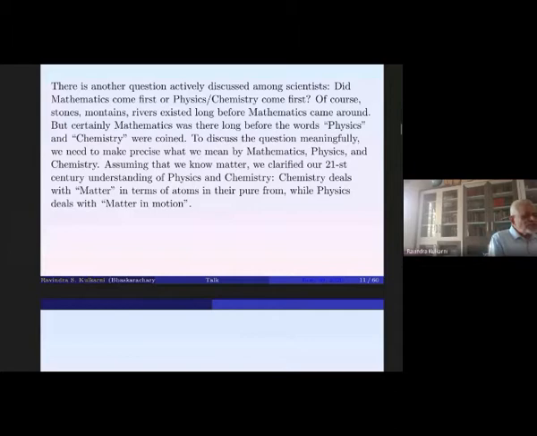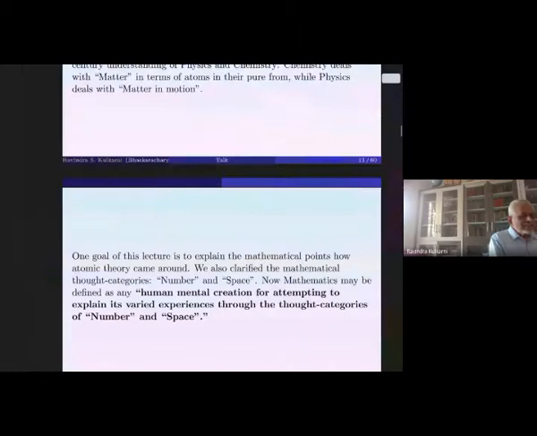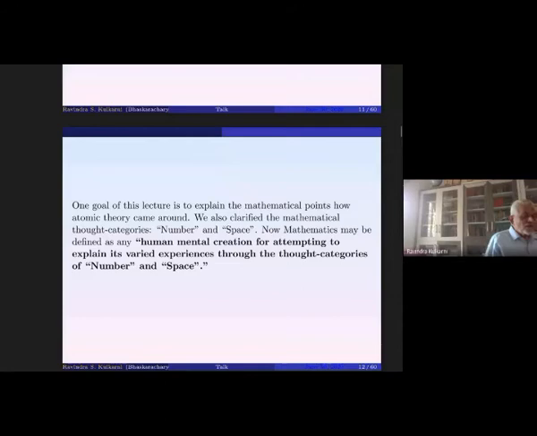Now, one goal of this lecture is to explain the mathematical points of how atomic theory came around. We also clarified the mathematical thought categories, number and space. Now, mathematics itself can be defined as any human mental creation for attempting to explain its varied experiences. They could be from the material side or the consciousness side, anywhere, through the thought categories of number and space. That is what mathematics is. Again, I repeat, it's a human mental creation. It's very much a human thing.